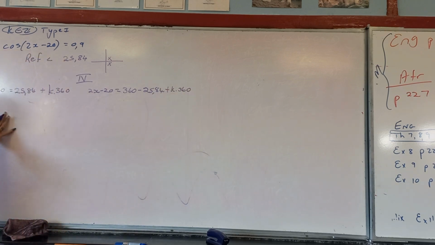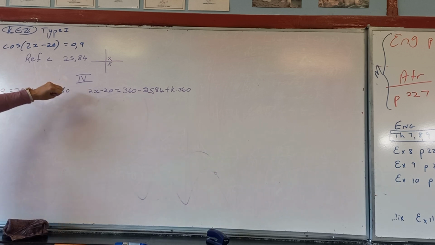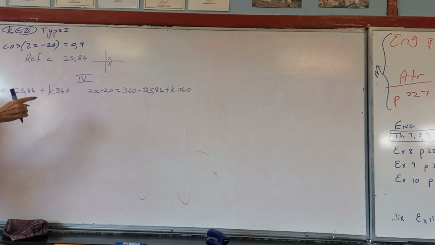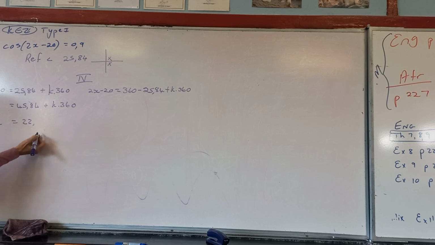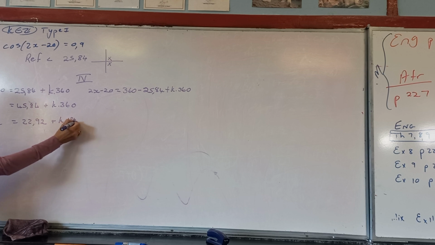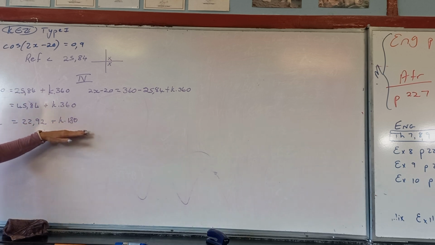So on this side I can now solve for x. Please remember you've got to have the k times 360 there from the start. So when I start dividing, it must also be divided. So we've got 2x equal to, the 20 becomes a plus, so it's going to be 45,84. Help me here quickly. When I divide by 2, it's going to be 22,92 plus k times 180. Which has now changed it.